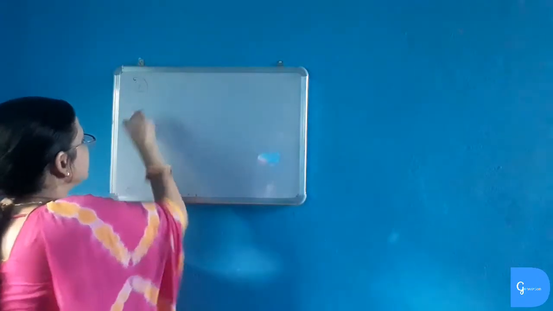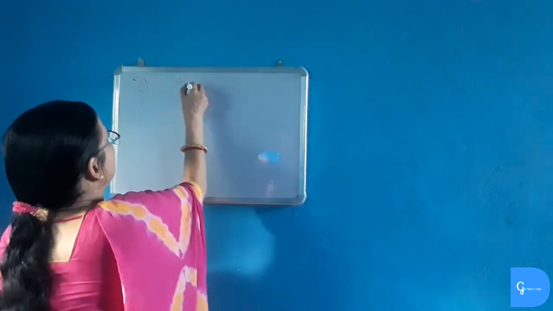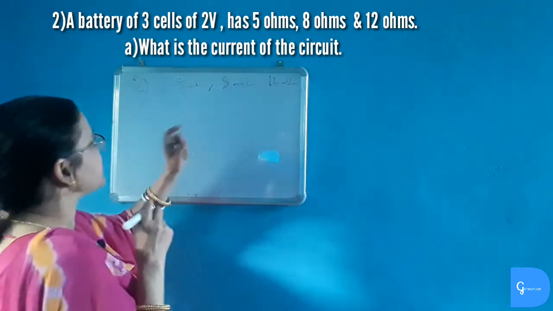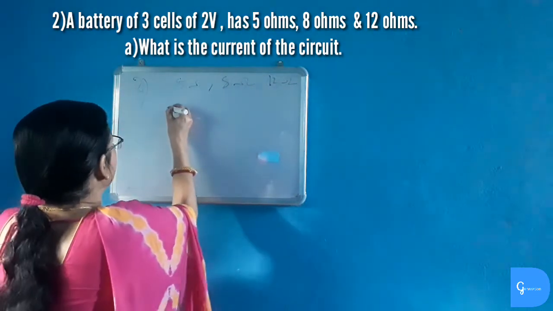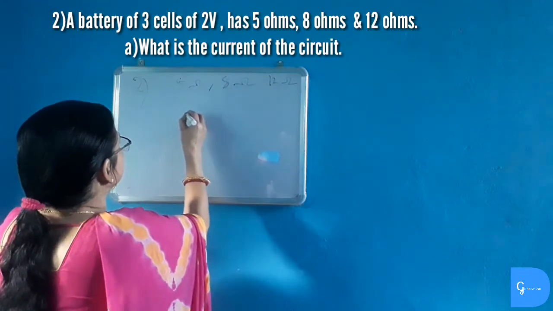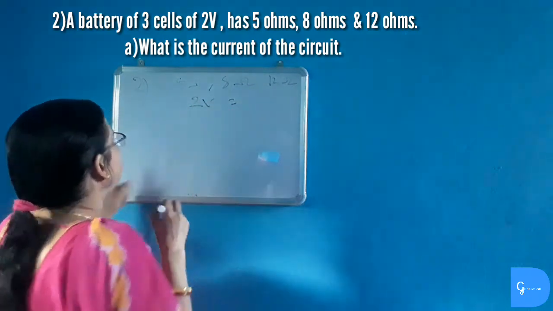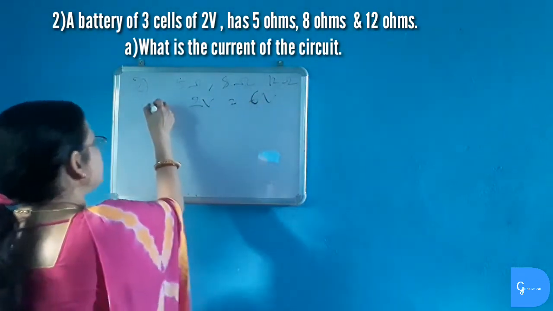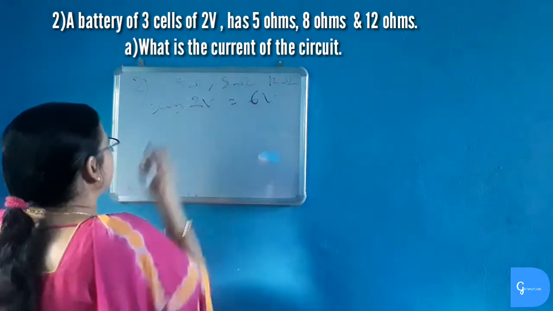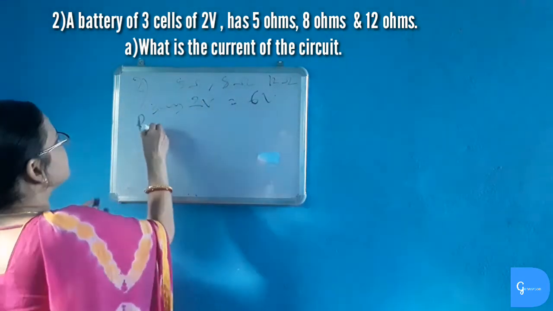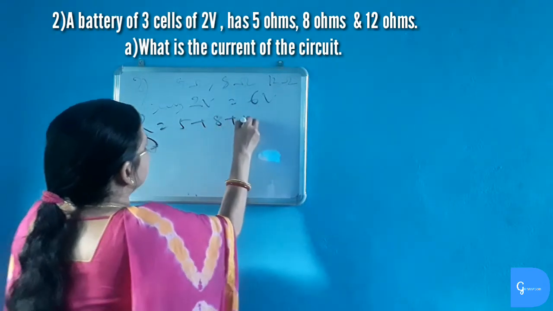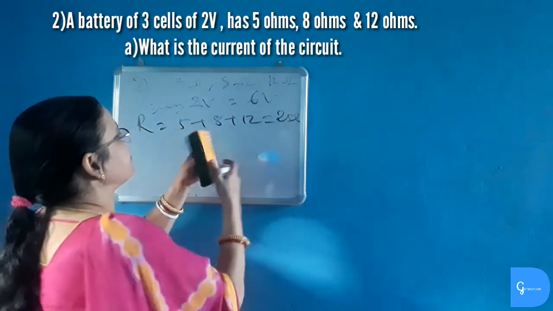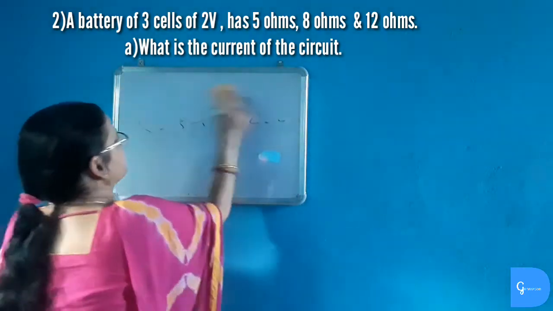Now the second problem: 3 resistors of 5 ohm, 8 ohm and 12 ohm are connected together in series, and the battery consists of 3 cells, each of 2 volt. Now 3 cells means 3 into 2, so the voltage of the battery will be 6 volt because 3 such cells are connected together in a battery, and the resistance R will be 5 plus 8 plus 12 is equal to 25 ohm. Now we will draw the circuit diagram.